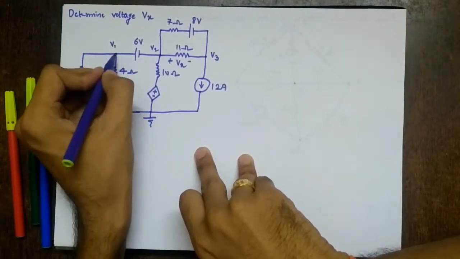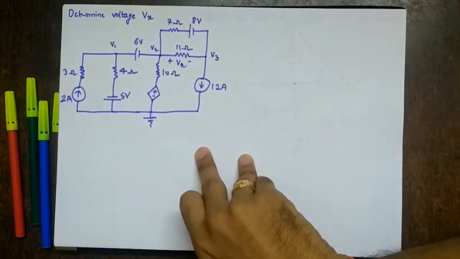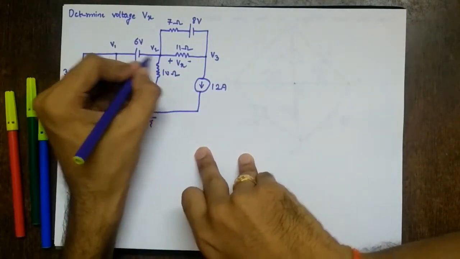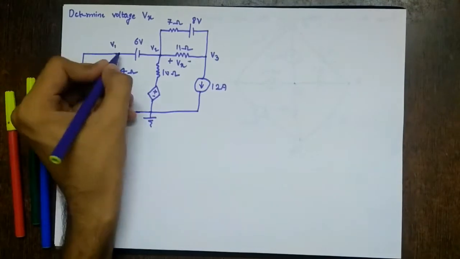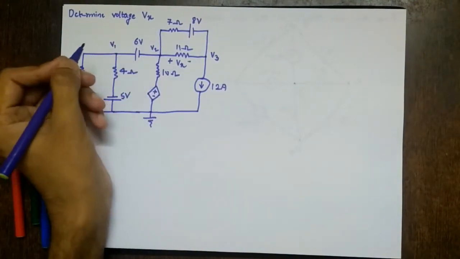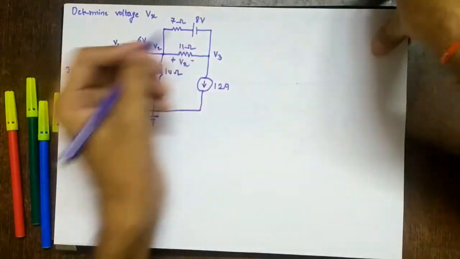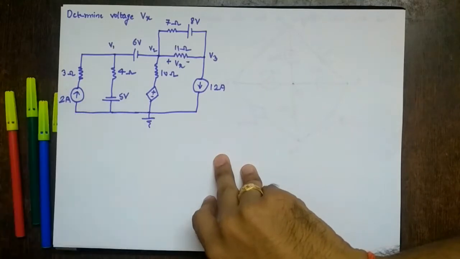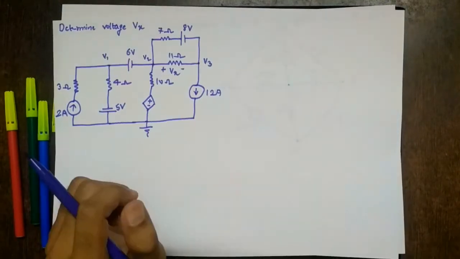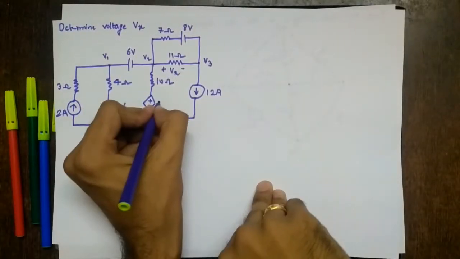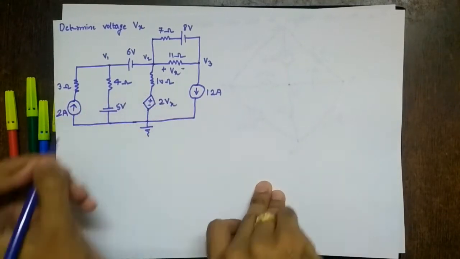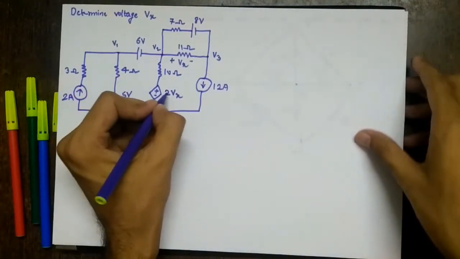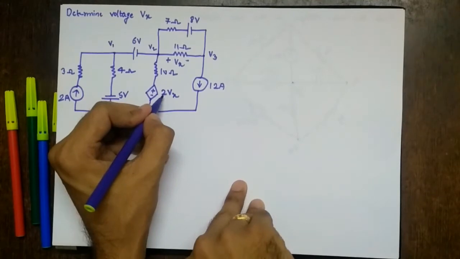If you observe, there are three nodes V1, V2 and V3. There is a voltage source between node 1 and 2, right? So they form a supernode, so we cannot apply KVL directly to node 1 and node 2 separately. And this is the reference node. This is node V3, right? And there are dependent sources, right? This value is 2Vx. We have a dependent source of value 2Vx.